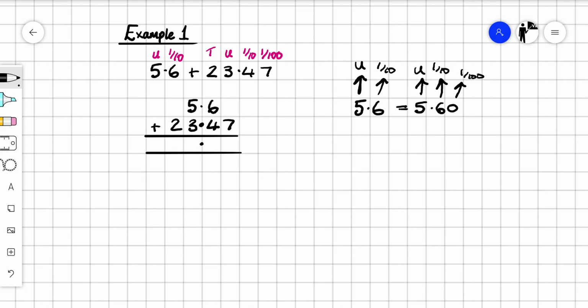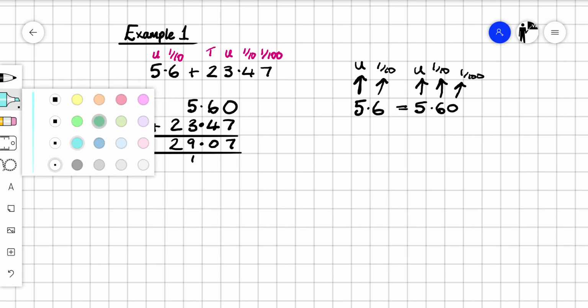So what we're going to do is add a 0 in at the end. We always add zeros in after the decimal point to make sure the decimal places are the same. You don't technically need to put a 0 here. You can if you wish, but you don't need to. So we're then just going to add: 0 and 7 is 7. 6 and 4 is 10, so we need to carry. 5 and 3 is 8, plus 1 is 9. And then we've got 2 plus 0, which is 2. So 29.07.